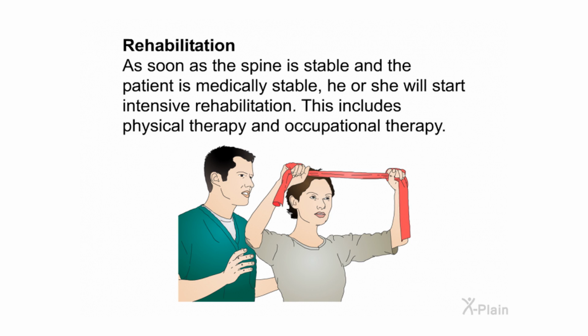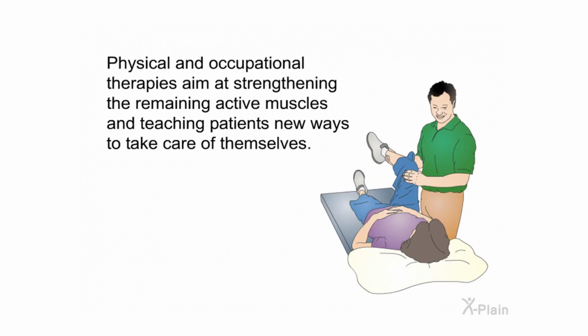Rehabilitation. As soon as the spine is stable and the patient is medically stable, he or she will start intensive rehabilitation. This includes physical therapy and occupational therapy. Physical and occupational therapies aim at strengthening the remaining active muscles and teaching patients new ways to take care of themselves.